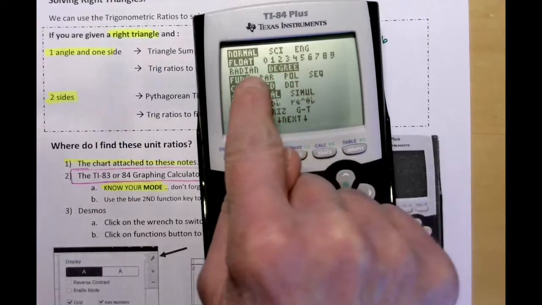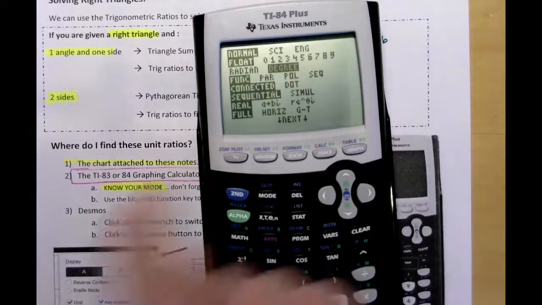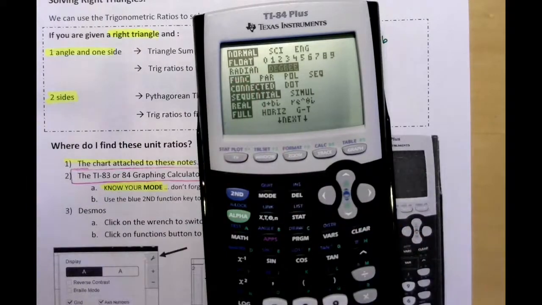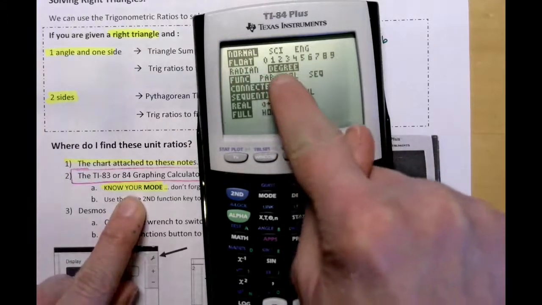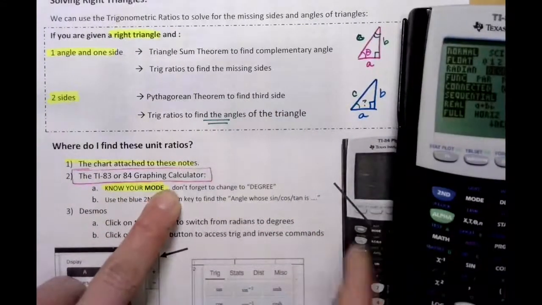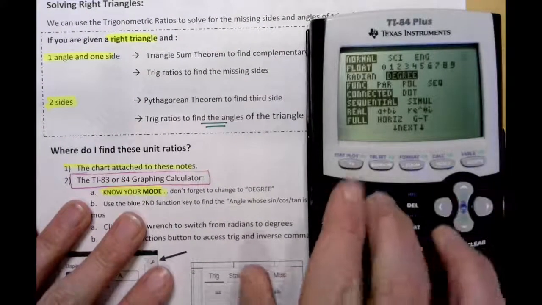Radians are a unit of measuring circle that has pi as a base. 2 pi is 360 degrees, and you'll get into having lots of fun with that when you get to pre-calculus. So for right now, we need to know your mode. If you don't put it into degrees, every single one of your answers is going to be wrong. All right, so let's try one.